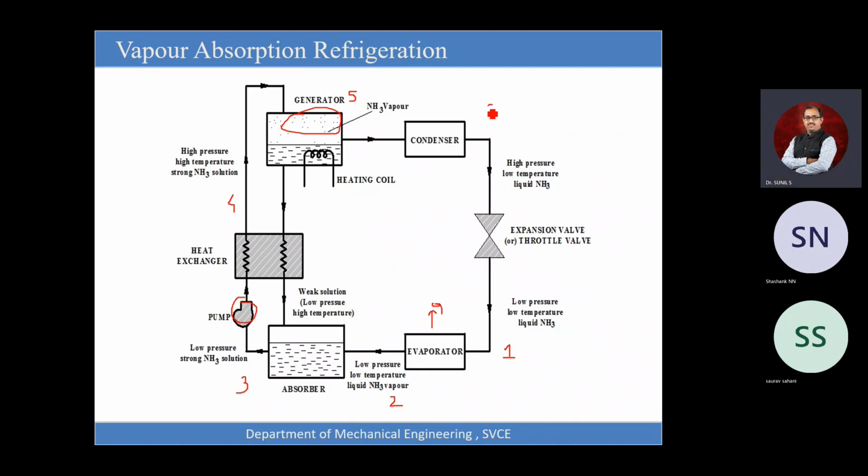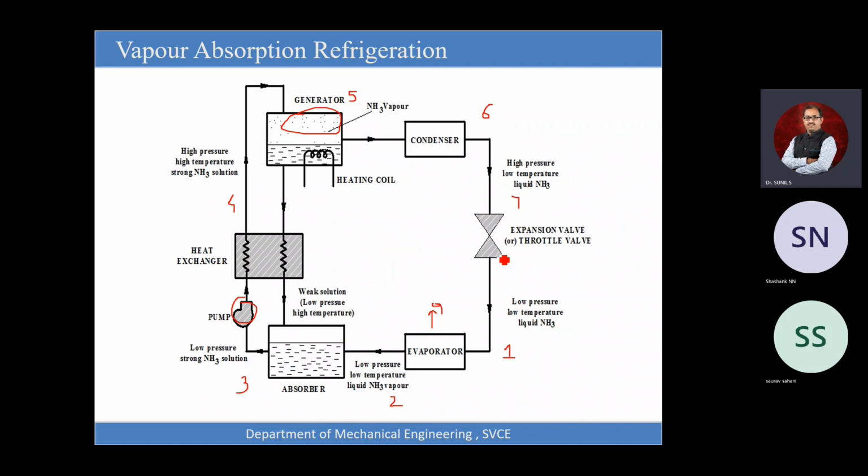That will pass through the condenser. What is the function of the condenser? It will condense the vapor ammonia into liquid ammonia. Correct? So at this point 7, we have high pressure, low temperature liquid ammonia. The pressure will be released in an expansion valve and it will start recirculating. Any doubts in this?